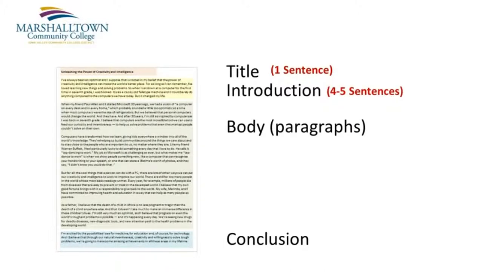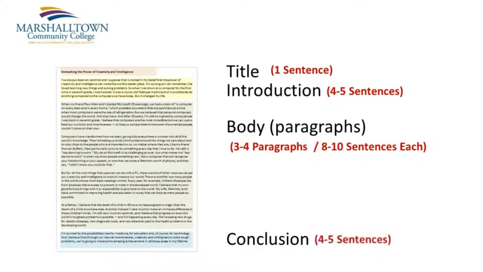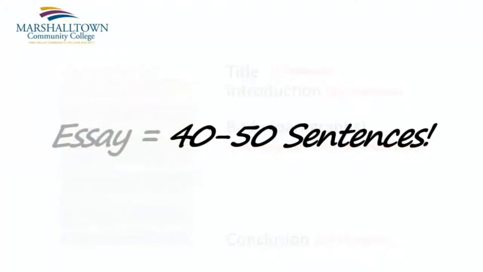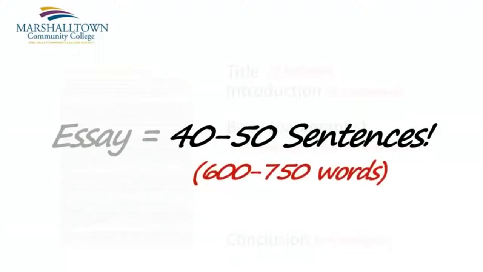The body of your essay should include at least 3 or 4 paragraphs, and each of those paragraphs should include 8 to 10 sentences. And the conclusion paragraph should be about the same size as the introduction, 4 to 5 sentences. So altogether, we're looking at 40 to 50 sentences total, which is equal to roughly 600 to 750 words.